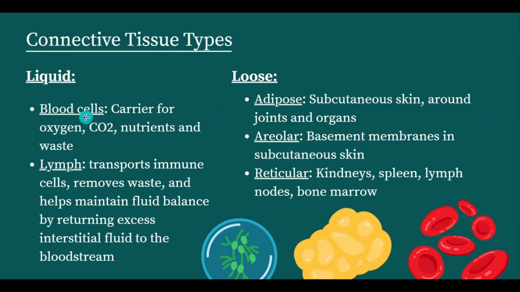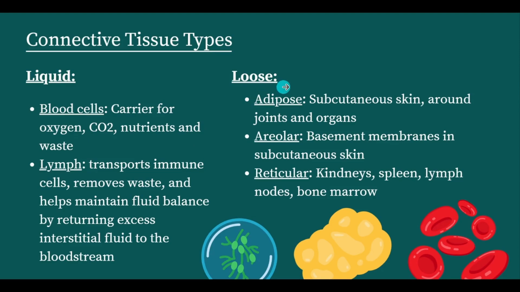So here's some details. Blood cells as a connective tissue are a carrier for oxygen, carbon dioxide, nutrients, and waste. Lymph, which is the fluid inside of our lymph vessels, transports immune cells, removes waste, and helps maintain fluid balance by returning excess interstitial fluid to the bloodstream. That's all the stuff that isn't the cells, right?